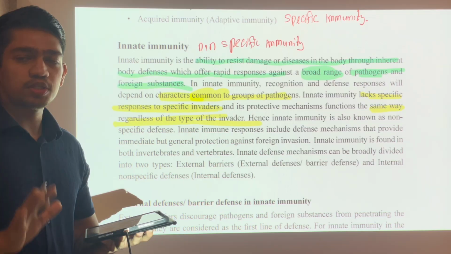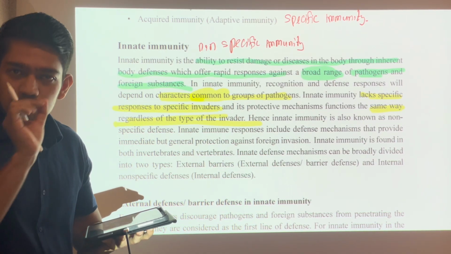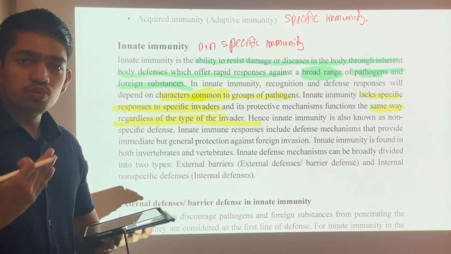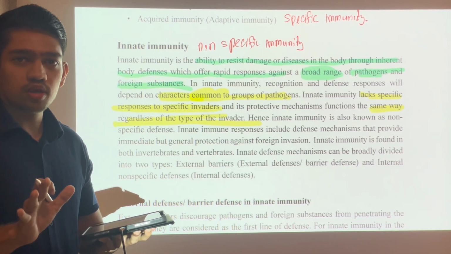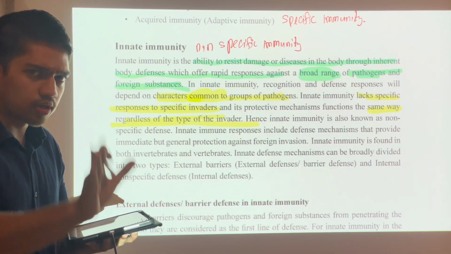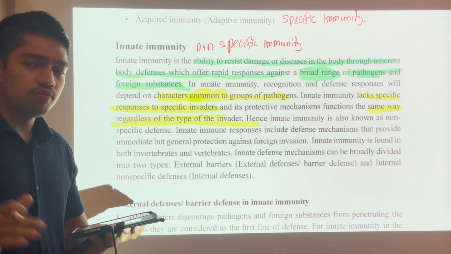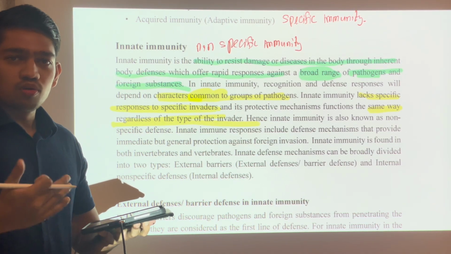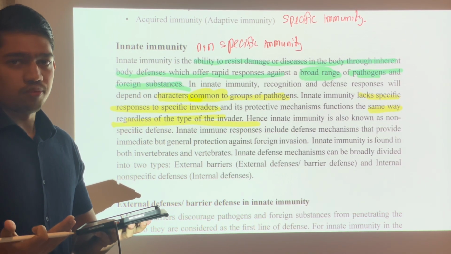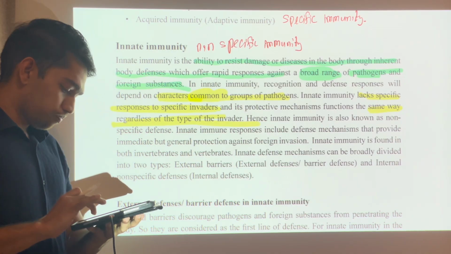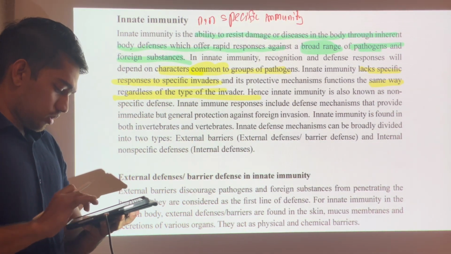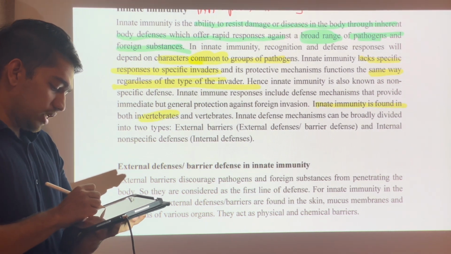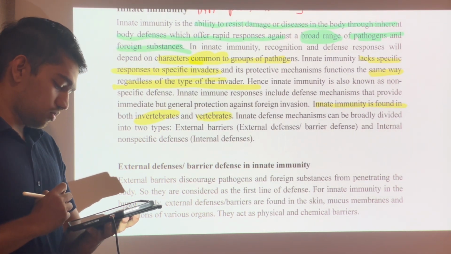It is not specialized to target any specific enemy. It's going to provide you a defense against all enemies, right? So it's not an expert against one type of enemy, but it can give you a general protection from all enemies, right? It's like the always on duty army in your body. Okay, think of it that way, right? So then what you have to know is that innate immunity is found in both invertebrates and vertebrates, right?